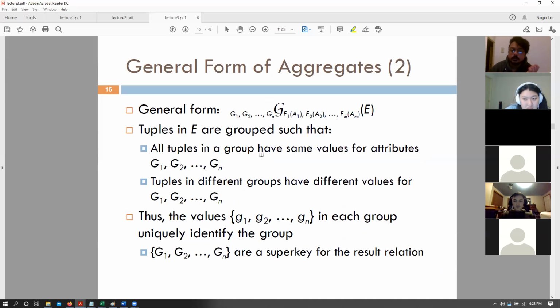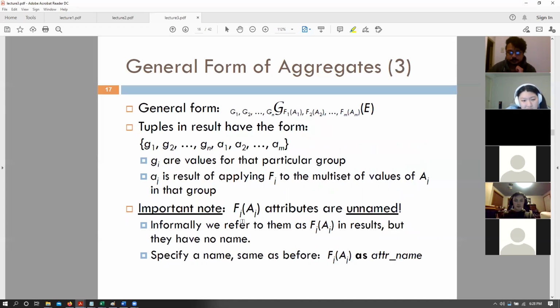So all tuples in a group have some values for the attributes that you're grouping by, G, and that also means that all those tuple values together that are being used to group them end up being your super key, right? They end up defining the list of attributes that can be used to uniquely identify your tuple.